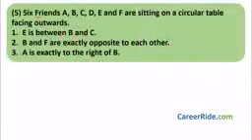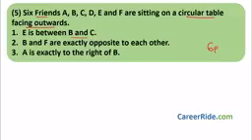Question number 5. 6 friends A, B, C, D, E and F are sitting on a circular table facing outwards. E is between B and C. B and F are exactly opposite to each other. A is exactly to the right of B. Again, right over here, how many people are there? 6 people. Okay. What is the rough framework of seating?